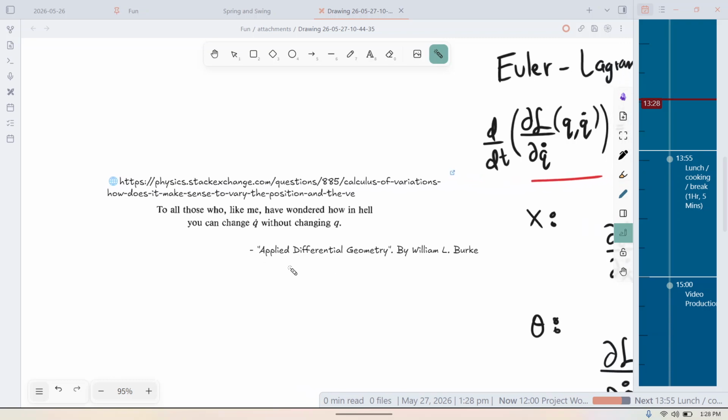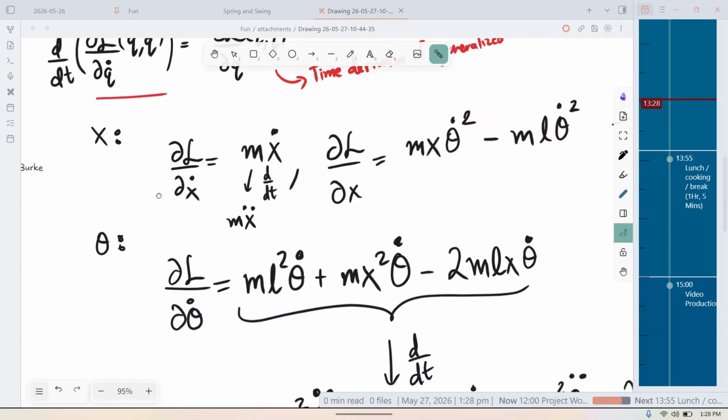But on this post, I discovered this book, Applied Differential Geometry by William L. Burke. Yes, the opening page of the book, he says, to all those who, like me, have wondered how in the hell you can change q dot without changing q. I think this is really amusing.